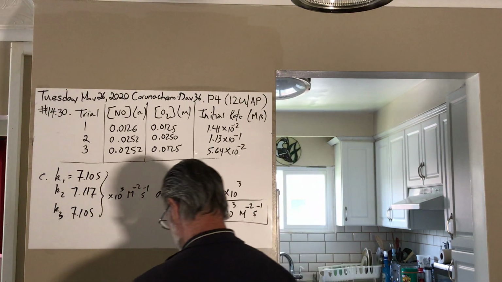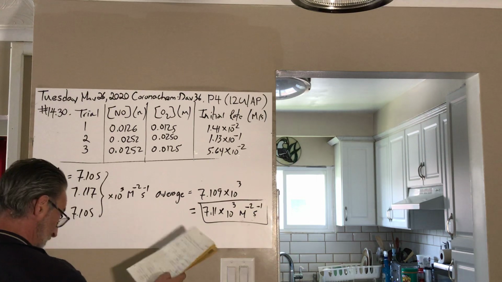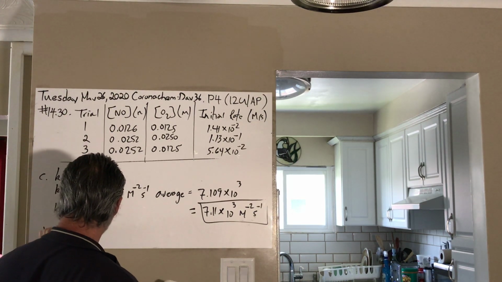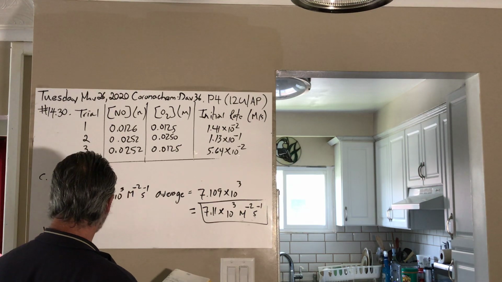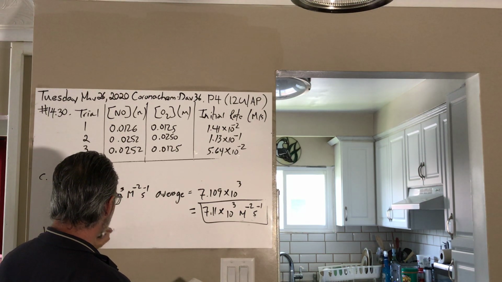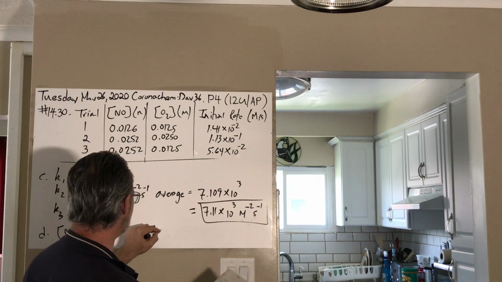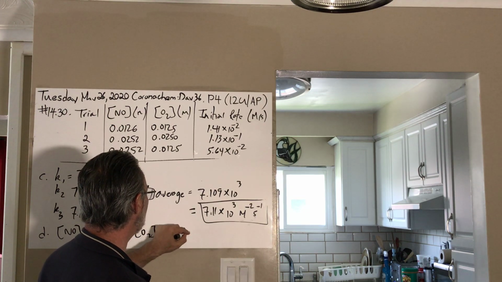And then for D, they ask you to use that rate constant average with concentrations of nitrogen monoxide equal to 0.1 molar, and the oxygen concentration is equal to 0.02 molar.